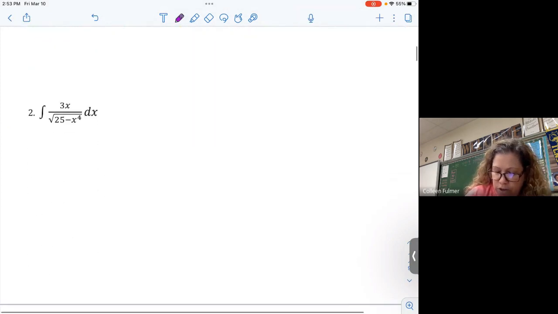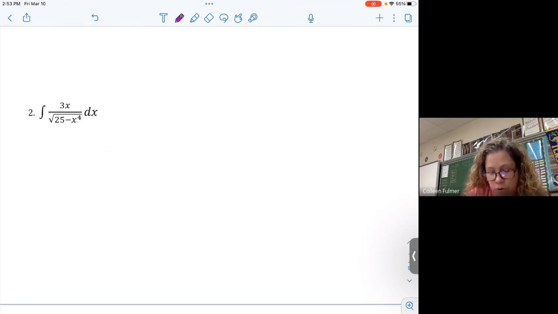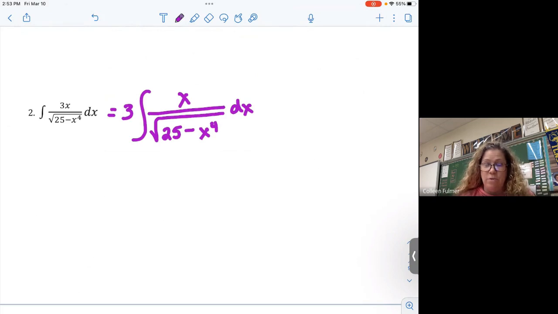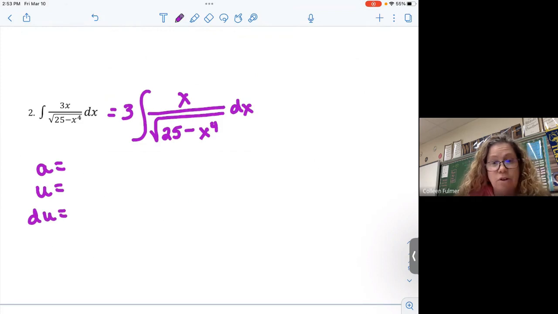Number 2 has a little bit more going on. Remember, any constants that are multiplied in, I can pull them out in front. So I'm going to rewrite this as 3 times the integral of x divided by the square root of 25 minus x to the 4th dx. There's that square root that tells me it might be an inverse sine. I have a difference under the square root, and it's 2 perfect squares on either side of it. So again, I'm going to figure out what my A is, what my U is, and take the derivative of U.